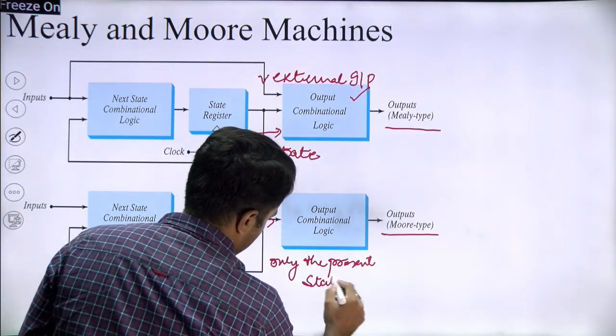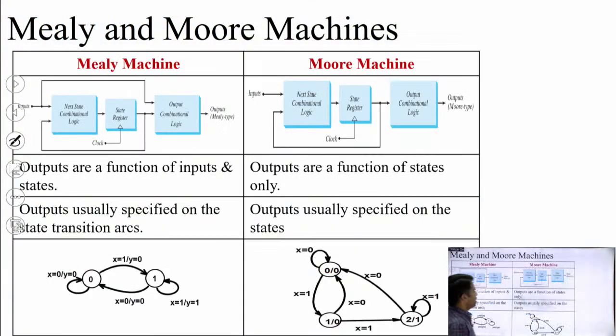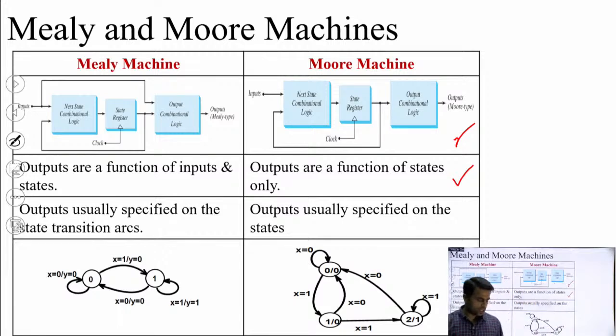So this is the basic difference between Mealy and Moore machine. Then we had covered this difference between Mealy and Moore. So the first 2 points we had already covered. The third and fourth points we had left in previous lectures. Now we can cover these points as well because we have covered the state diagrams.